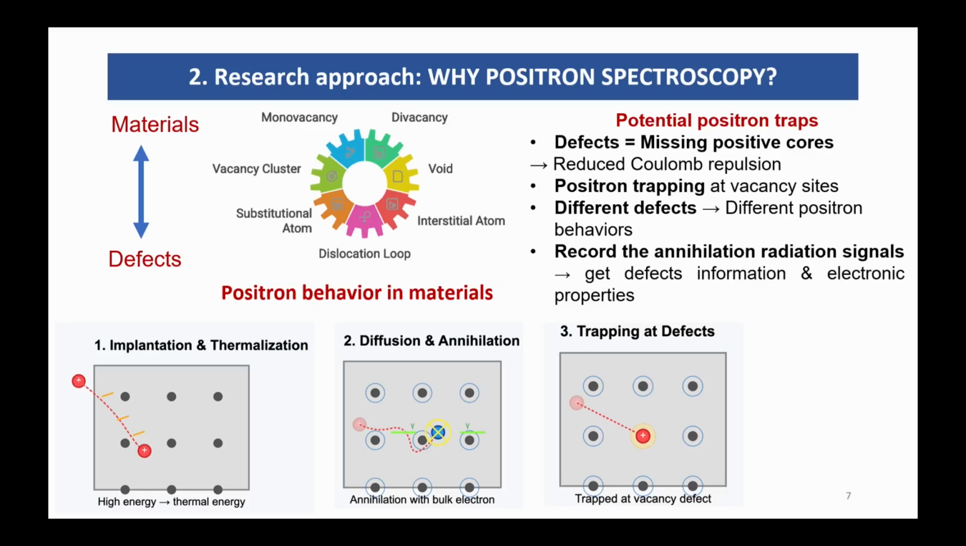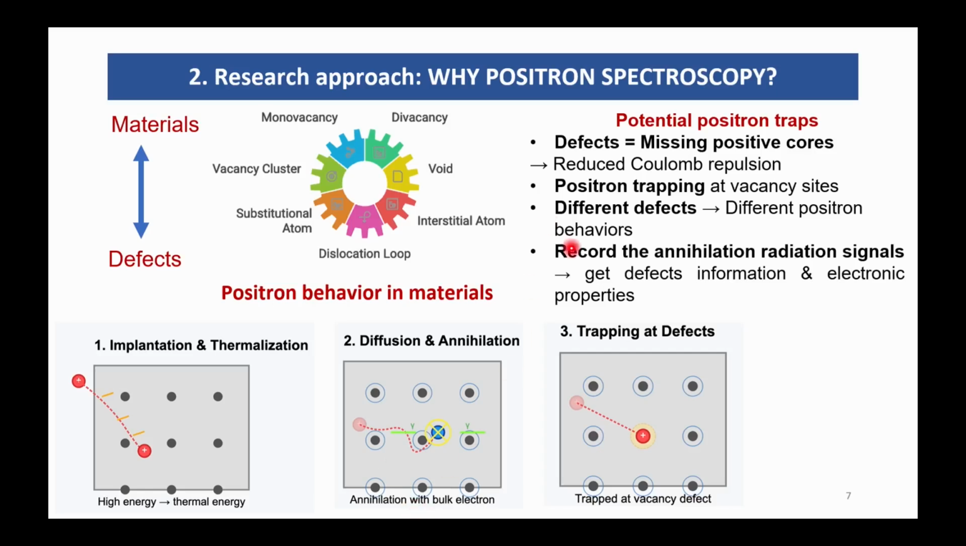Let's see the positron behavior in material. First, when a positron comes into material, it will lose energy from high energy to thermal energy. We call it thermalization. And then it will diffuse in the material and annihilate. With a perfect lattice, it will annihilate with the bulk electrons here.